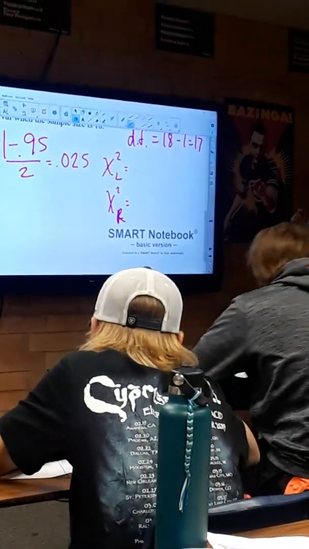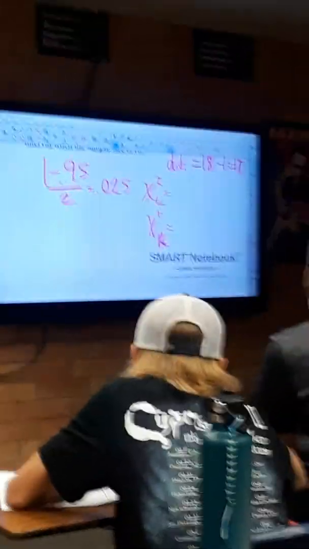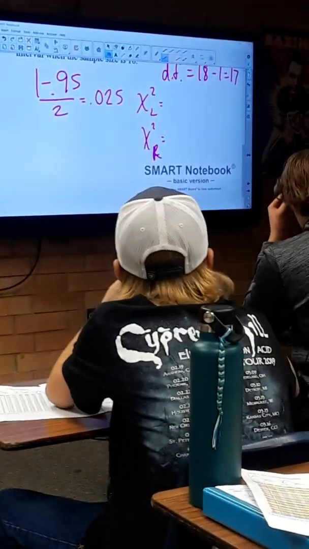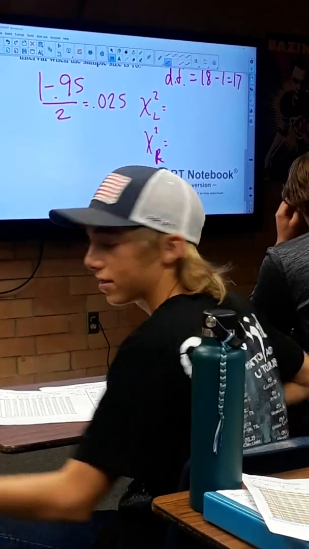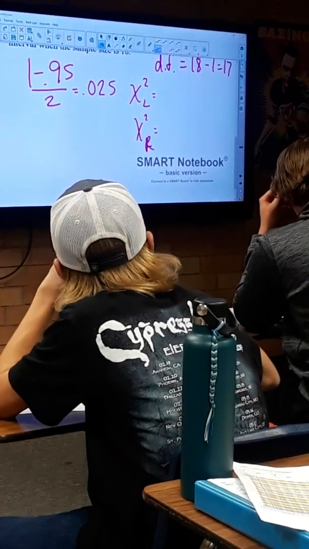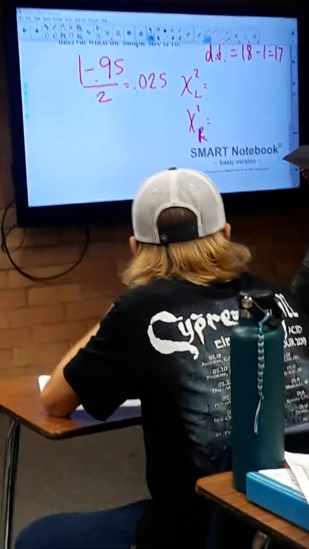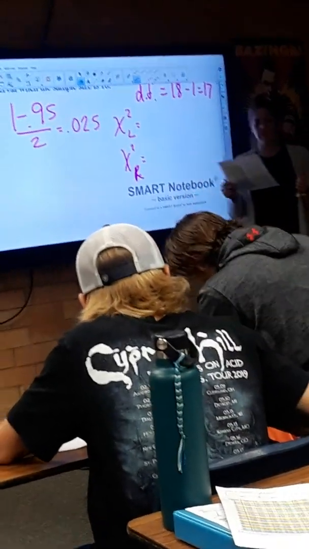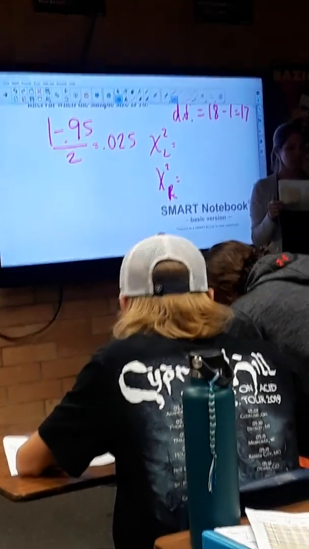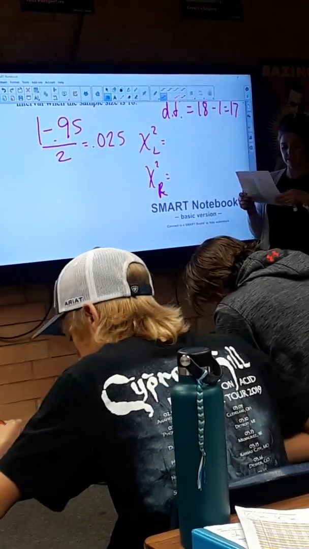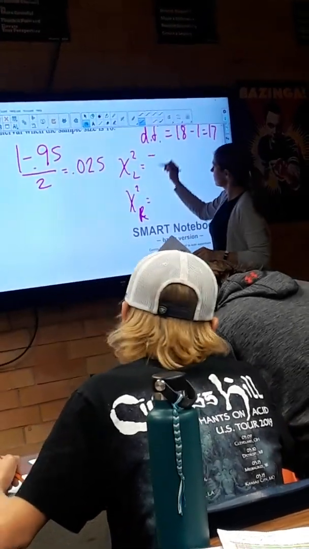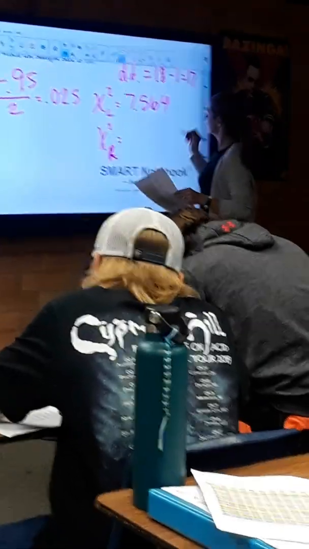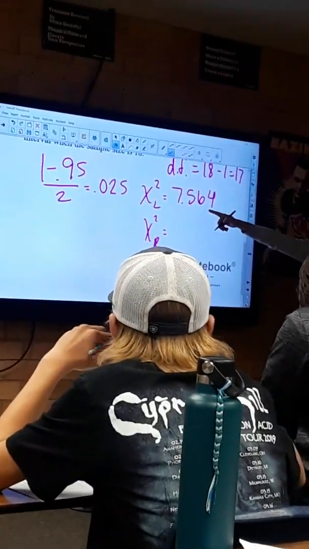So guys, we want to look at the left side, because notice there's bigger numbers there. So do 1 minus 0.025 in your calculator. 0.975, that's what you're going to look at. Go down to 17, and that number is 7.564.